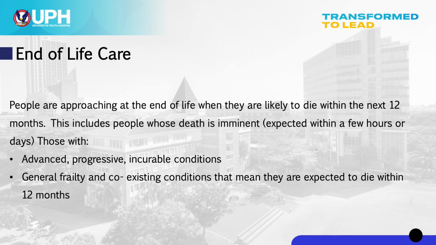Those people with this kind of definition are people who have advanced, progressive, incurable conditions. Maybe you can name those illnesses, such as cancer or any chronic disease or chronic illness in the end stage, and also general frailty and coexisting conditions, and they are expected to die within 12 months.